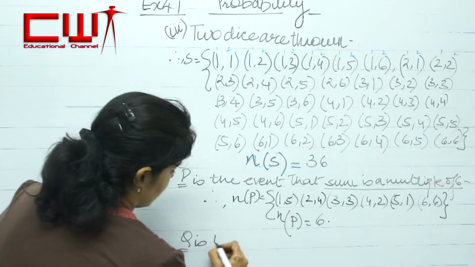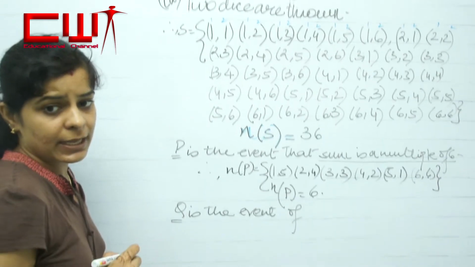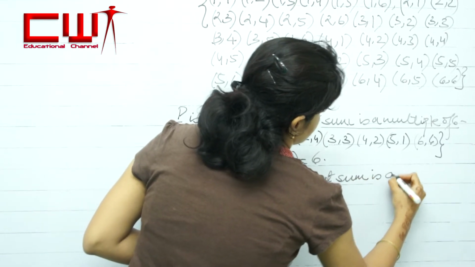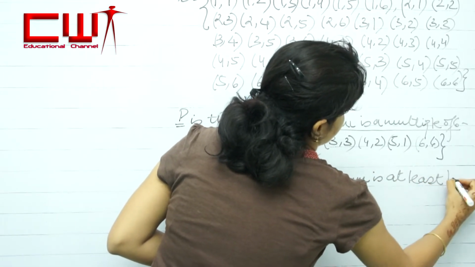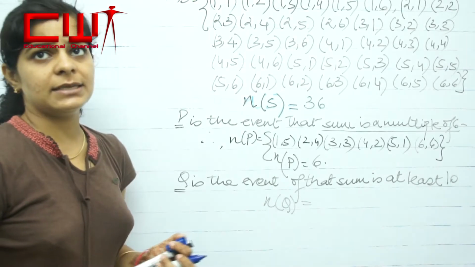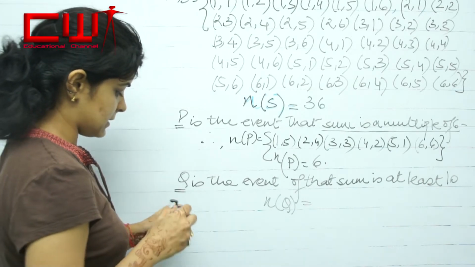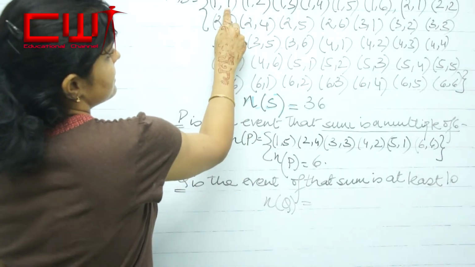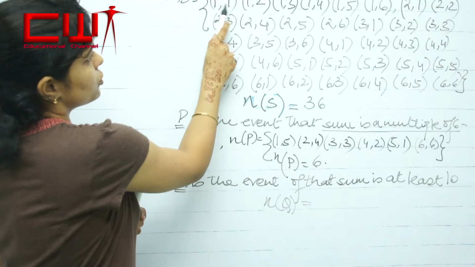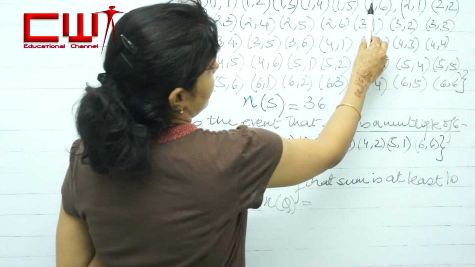Second, Q is the event that the sum is at least 10. Sum is at least 10 means what? Sum is at least 10 means the sum is 10 or the sum is more than 10. We will see where all the sum is 10. Sum means when you add this number and this number, the total should be 10 or it should be more than 10. Again, I am telling you, the two numbers you add, it should be 10 or more than 10.